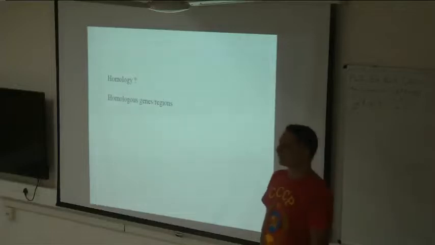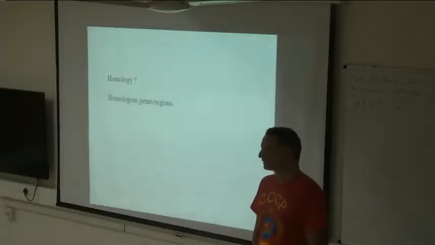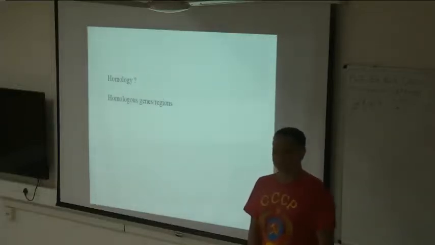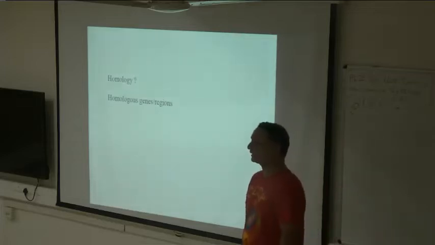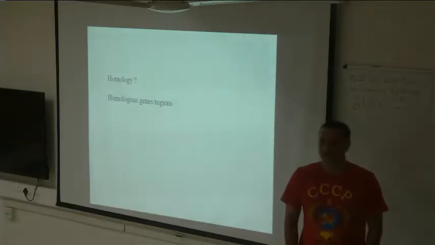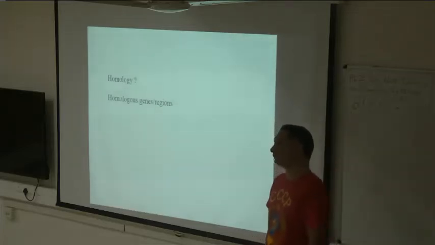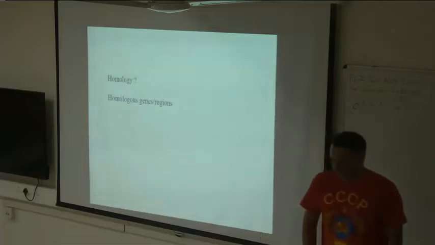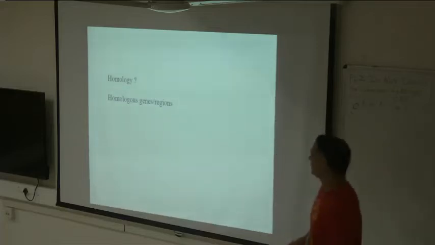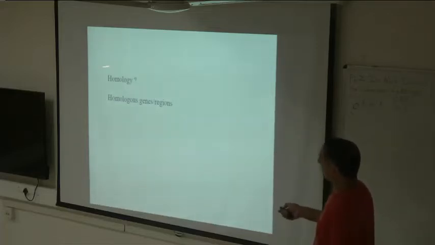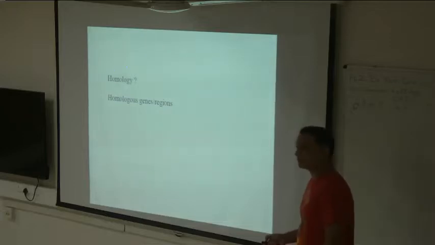Have you guys heard the term orthologous regions versus paralogous regions? Some of you have, right? And when we are doing phylogenetic analysis, we have to make sure that we use orthologs, right? And this is a very important point, okay? So what is homology?